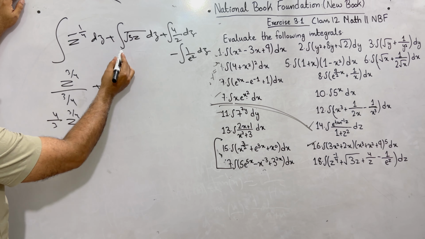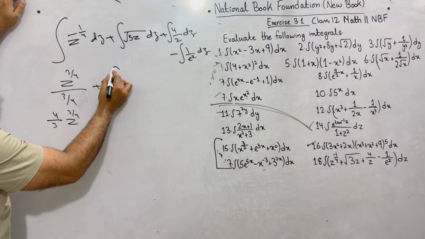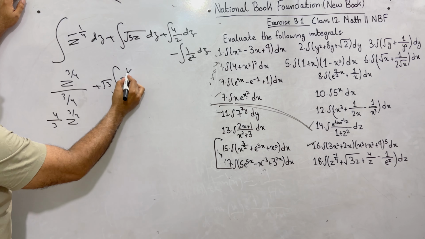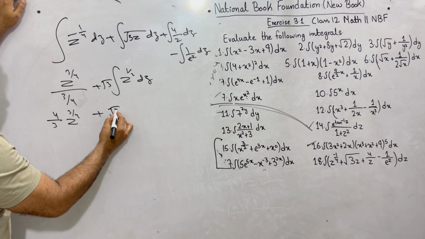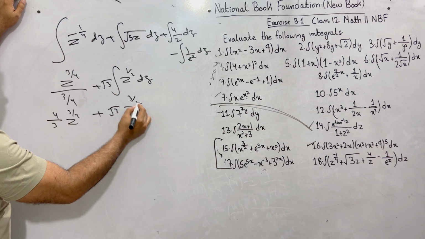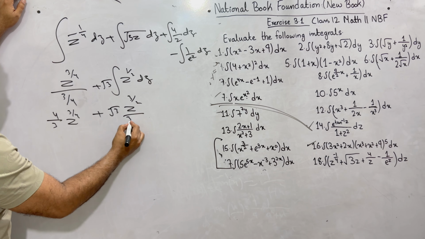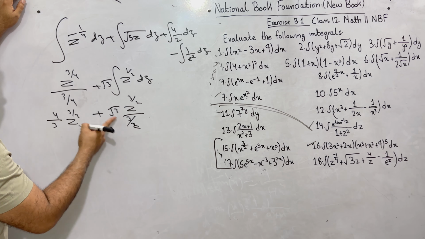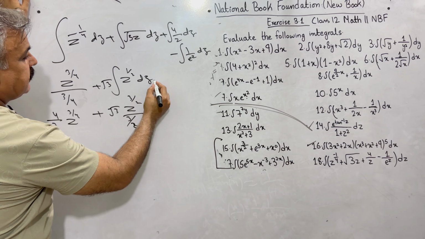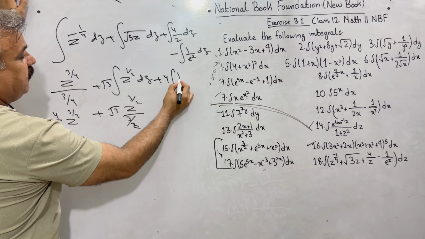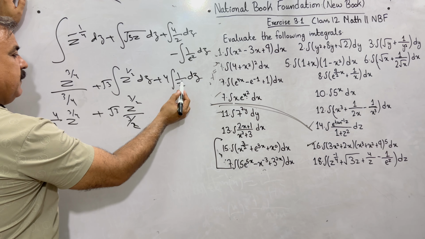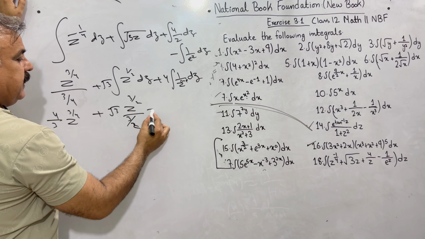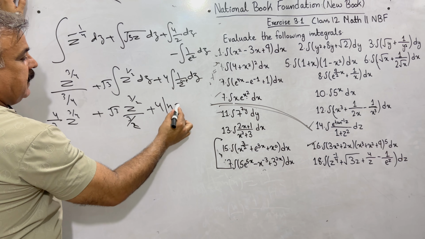What about this? This is root 3, z raised to 1 over 2. Add 1 to the power, it will become root 3, and 1 over 2 plus 1 will become 3 over 2. In the latter case, 2 will be there. Plus 4 outside, 1 over z dz. Look at this: function derivative having overall power 1. Its integral is 4 ln z.